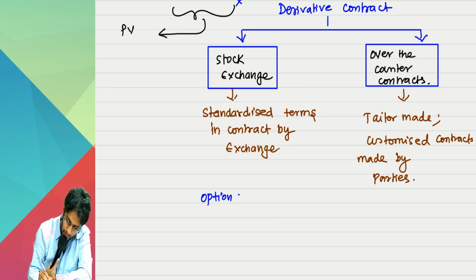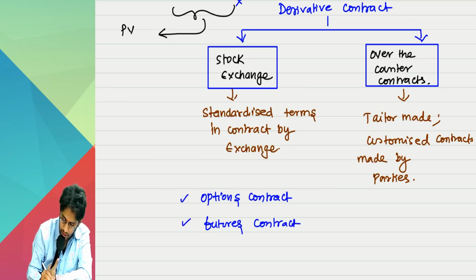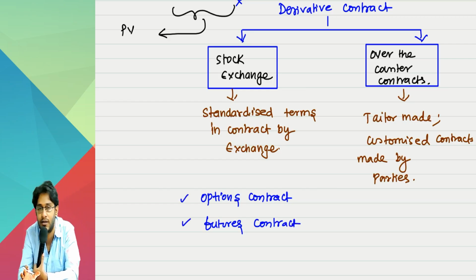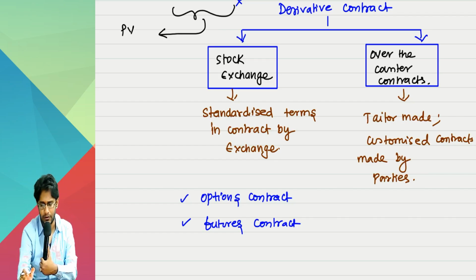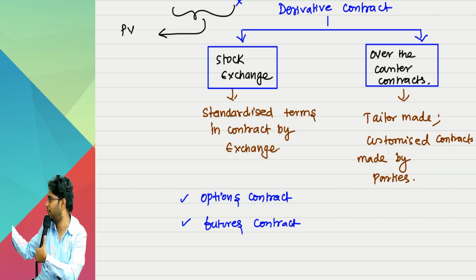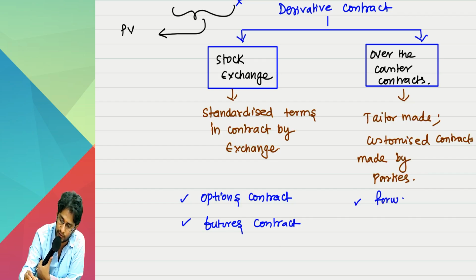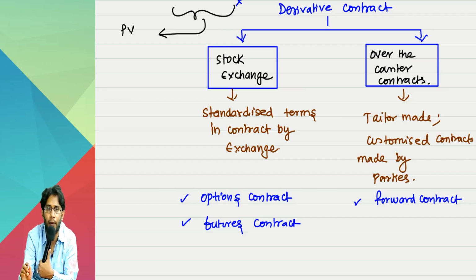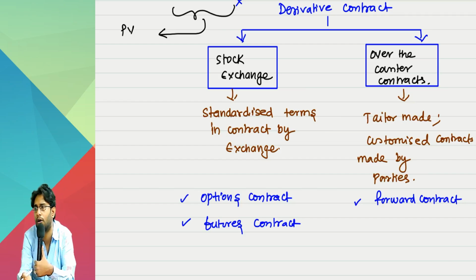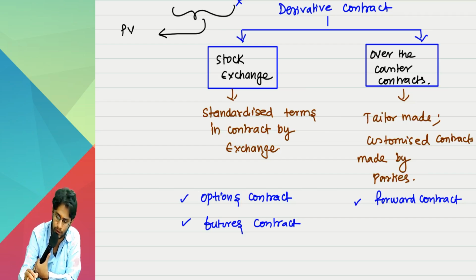Options contract, futures contract are very popular stock exchange traded derivatives. There are some more examples also like interest rate futures and all, but they all again will be covered under futures only. Now coming to over the counter. Over the counter, a hell lot of examples are there. The basic forward contract that we enter with a bank is an over the counter contract. What's the meaning of forward contract and all? We'll come to that slowly.